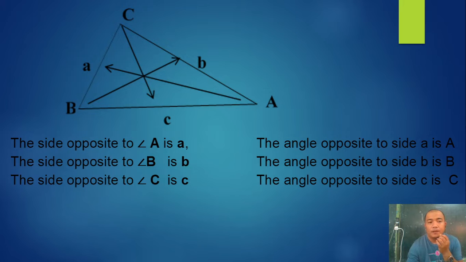The side opposite to angle A is side a. The side opposite to angle B is side b. The side opposite to angle C is side c. The angle opposite to side a is angle A. The angle opposite to side b is angle B. And the angle opposite to side c is angle C.